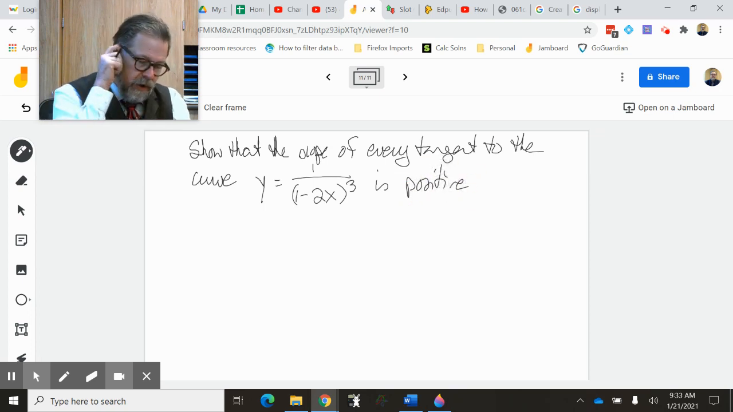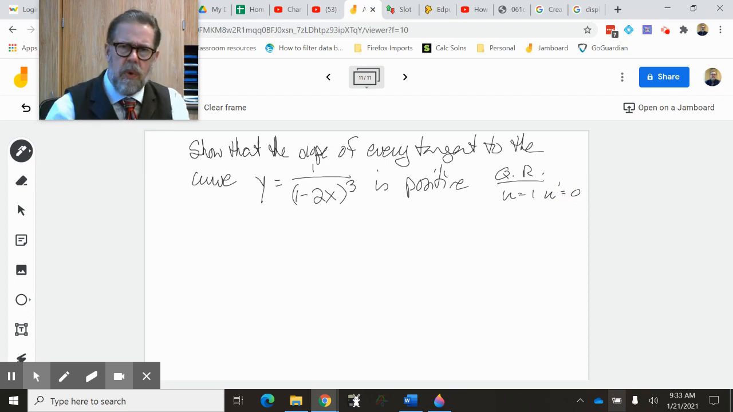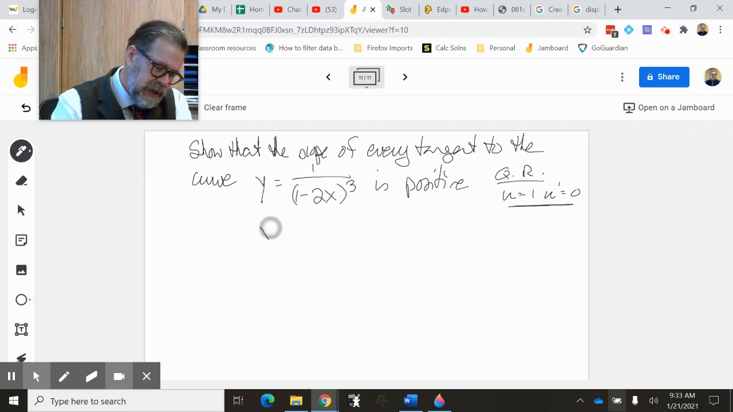So I could use the quotient rule. I do have a quotient here, but the problem is with u equal to 1. For the quotient rule, u is equal to 1, the derivative of u is equal to 0. So you could do the whole quotient rule process, and you're just going to end up with a bunch of complicated stuff where some of it disappears. It's a lot easier to just write this as 1 minus 2x to the negative 3.